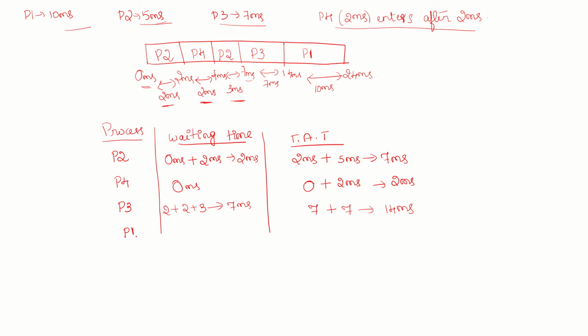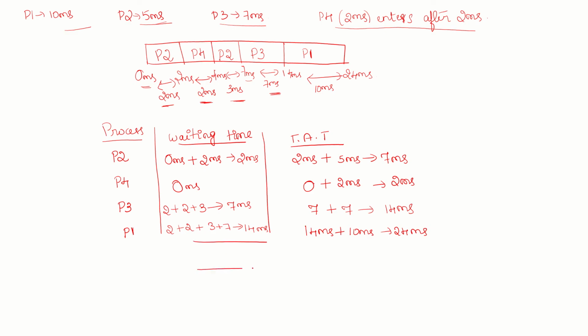Okay, now coming to P1. P1 waited for the first 2 milliseconds of P2, then 2 milliseconds for P4, 3 milliseconds for P2, 7 milliseconds for P3. That is 2 milliseconds, 2 milliseconds, 3 milliseconds, 7 milliseconds. So I can write it as 2 plus 2 plus 3 plus 7, 14 milliseconds. Now 14 milliseconds plus the execution time of 10 milliseconds. Here it is 24 milliseconds.